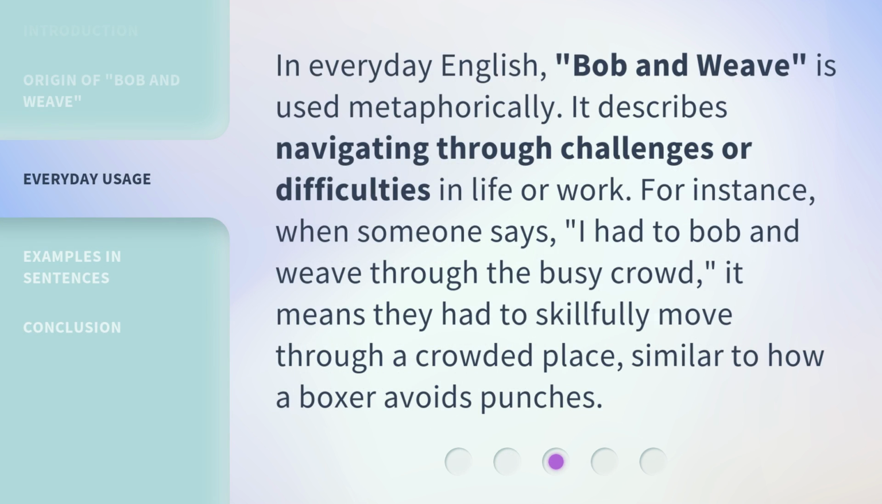In everyday English, bob and weave is used metaphorically. It describes navigating through challenges or difficulties in life or work. For instance, when someone says, "I had to bob and weave through the busy crowd," it means they had to skillfully move through a crowded place, similar to how a boxer avoids punches.